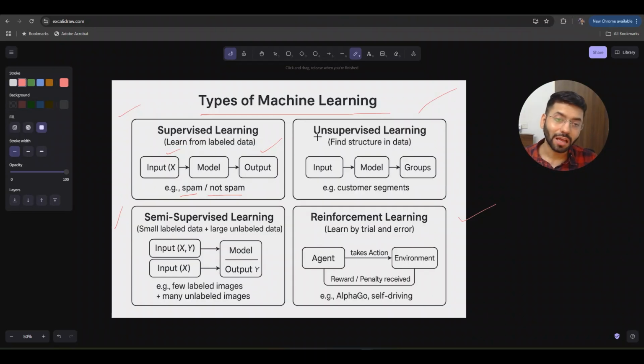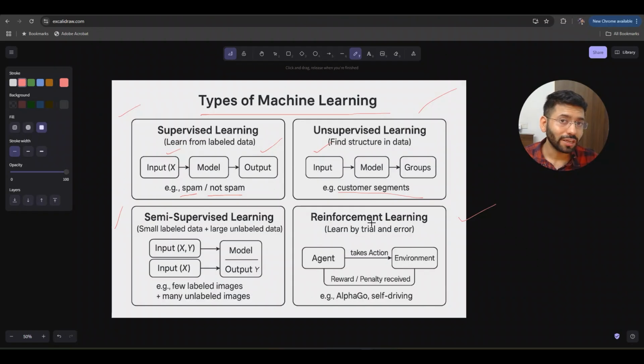So basically input is present, that is the emails, and the output is also defined, whether it's spam or not spam. Whereas in unsupervised learning, you have to find the structure in data. Like, you know the input, but the output is not properly defined. For example, you are given a lot of data and you have to create customer segments, which can vary. Now talking about the third type, which is semi-supervised learning, it consists of a small labeled data and a large unlabeled data, which means you can learn from some of the labeled data, but then you have to apply those things on the unlabeled data. For example, you are given a few labeled images, but you also have many unlabeled images.